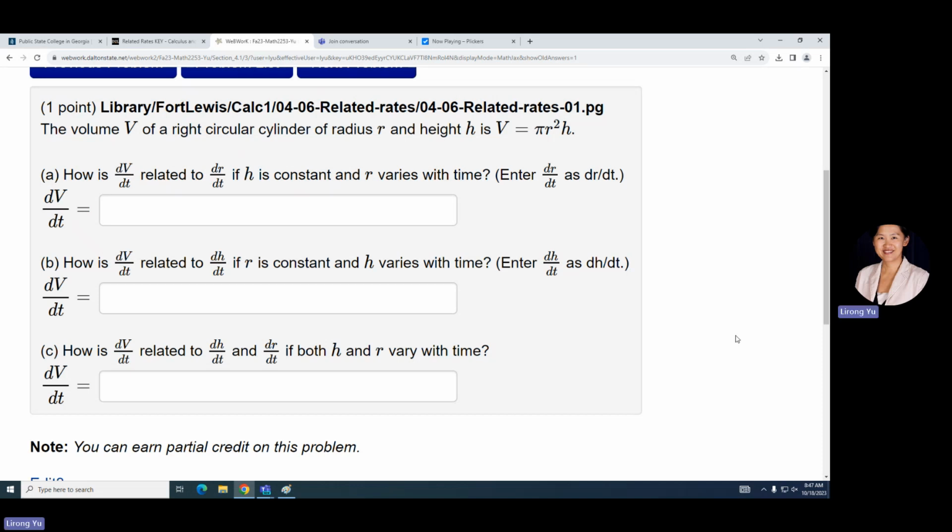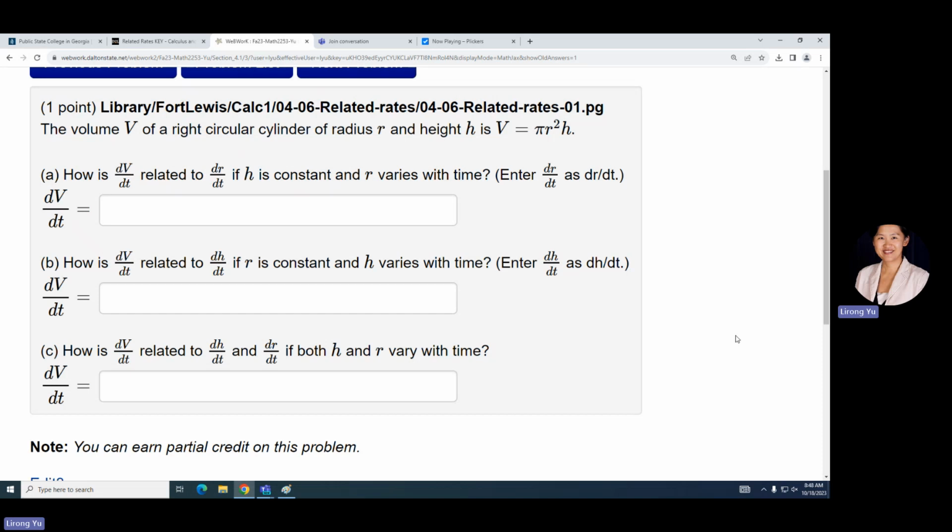This is question 3. The nice part of this question is the equation is already given. So the relation, the total quantity, is given. But the harder part is that for each question, we're understanding the relation between different variables. So question 1 is how is dV/dt related to dr/dt if h is constant? When it says h is constant, you think of h as a number, and r varies with time. We're going to find the relation between V prime and r prime when h is a number. So think of this h as the same thing as pi.